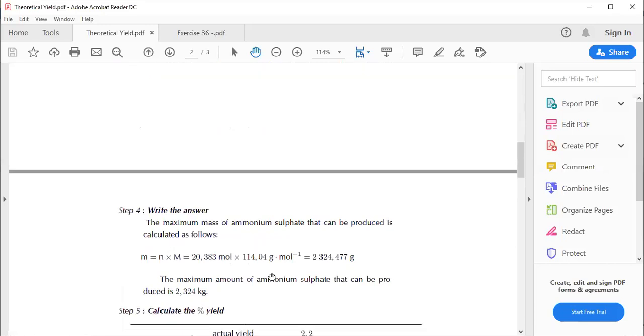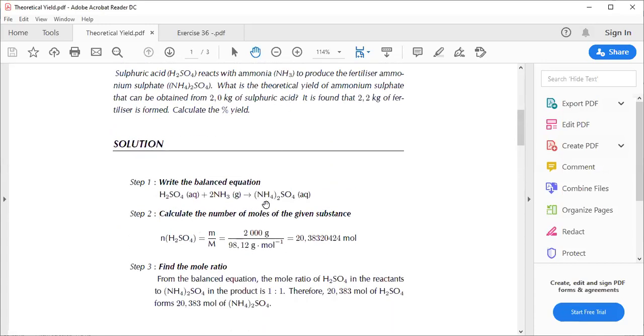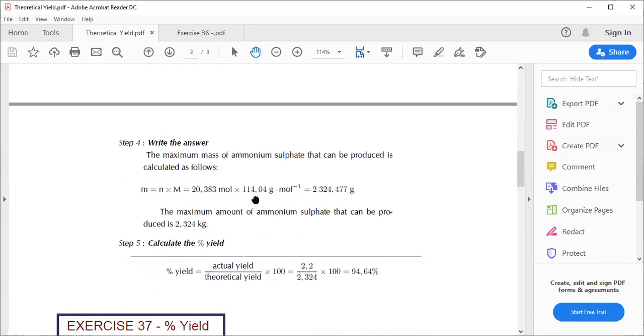Right. We haven't answered the question. Now we have the number of moles. We need the mass of the product that we're going to get. So mass is equal to number of moles times molar mass. We take that 20,38 that we got above, and the molar mass of the substance that we want to find, which is the product, ammonium sulfate. So you're going to have nitrogen, which is 14 times 2, 28, and hydrogen, which is 1 times 4 times 2, which is 8, then plus sulfur, which is 32, then oxygen, which is 16 times 4, which is 64. Your total comes out to be 114.